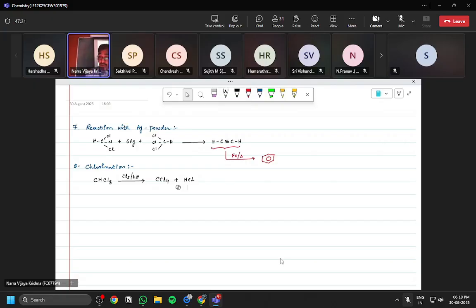Next reaction, the Reimer-Tiemann reaction. A very, very important reaction.